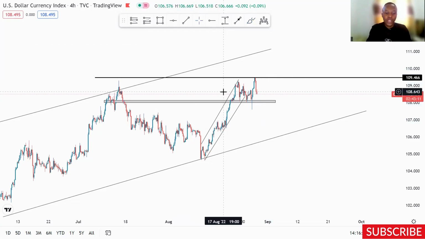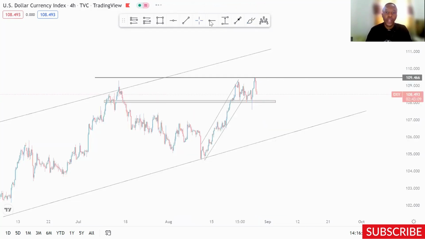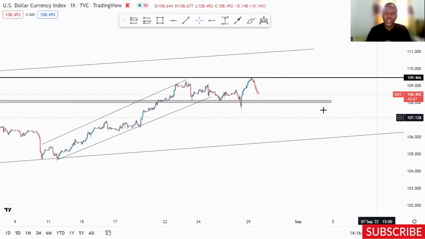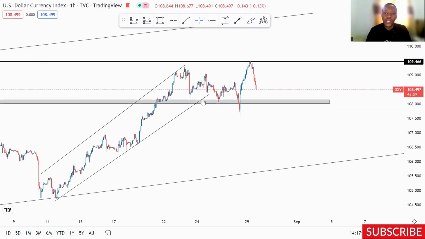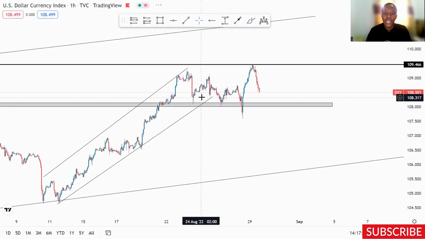So if we drop it now to the 1-hour time frame, you would notice that, okay, like I said, the market is approaching that particular level in a corrective manner. And as you saw on the 4-hour time frame, the market is forming some type of a double top formation. So what is it that we would like to see happening next?